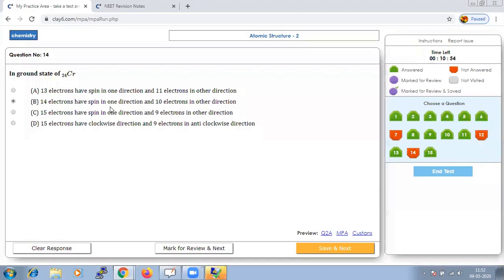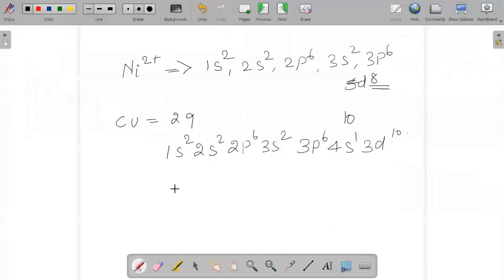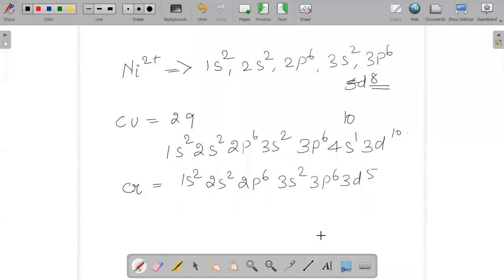So when I do an electronic configuration of your chromium, it is 1s2, 2s2, 2p6, 3s2, 3p6, 3d5, and 4s1. So 15 electrons, you will come to a conclusion, are in one direction. That may be clockwise or anti-clockwise, that we cannot predict. And the rest 9 will be in the other direction. If this is clockwise, the other will be anti-clockwise, and vice versa.